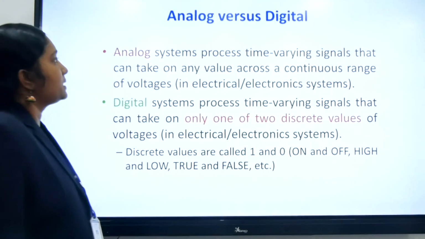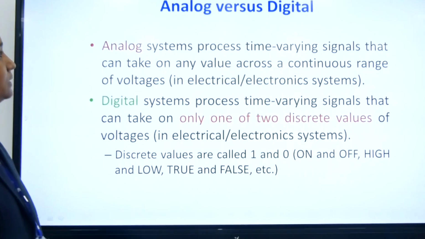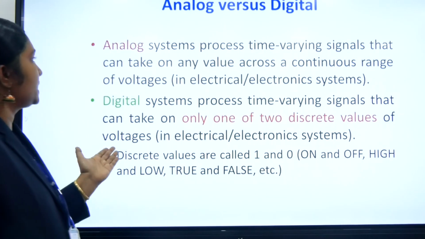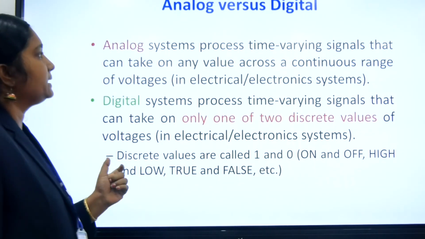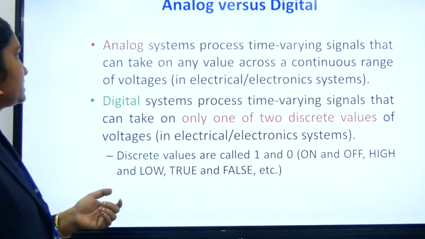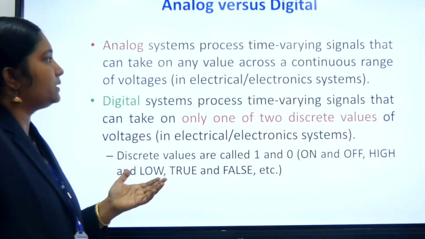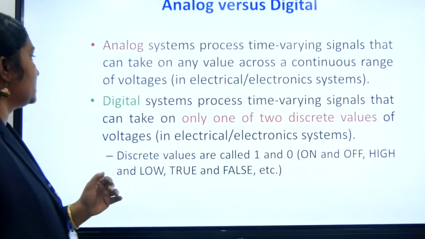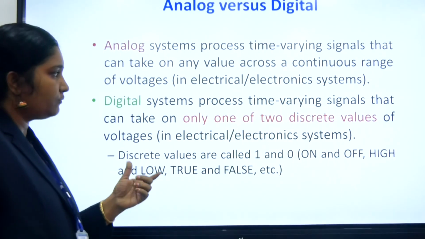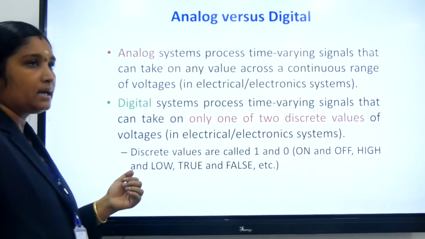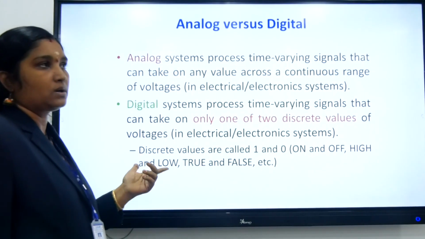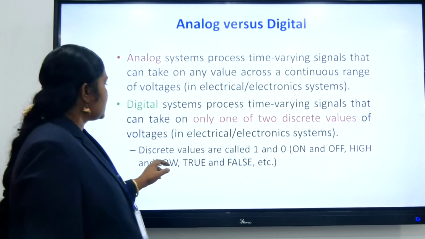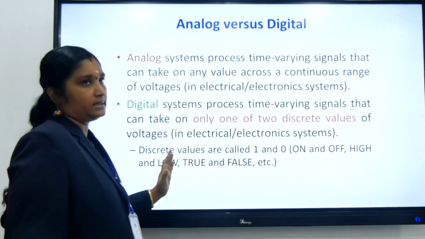Now we are going to discuss the comparison between analog and digital circuits. What is an analog system? Analog systems deal with time varying signals that can take on any value across a continuous range of voltages in electronic and electrical circuits. Digital systems process time varying signals that can take on only one of two discrete values, which is 0 or 1, that is low level and high level of voltages. These discrete values are called 0 and 1.